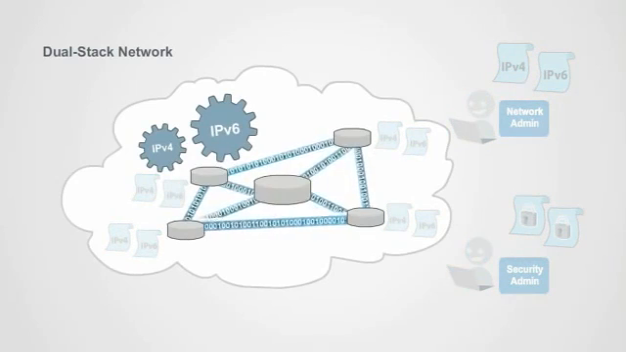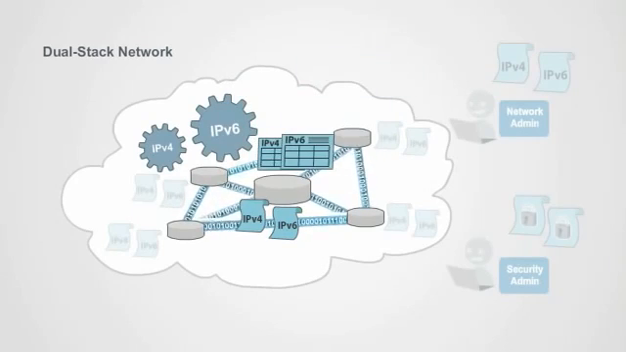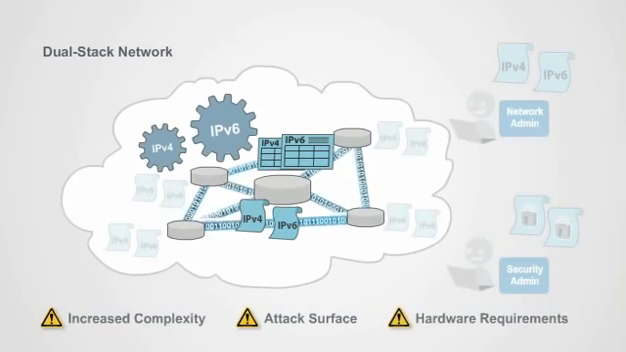At core routers, support of both IPv4 and IPv6 protocols generally means that two instances of routing protocols and routing tables must be supported. This increases the complexity of the network and the available attack surface, and may increase hardware requirements.